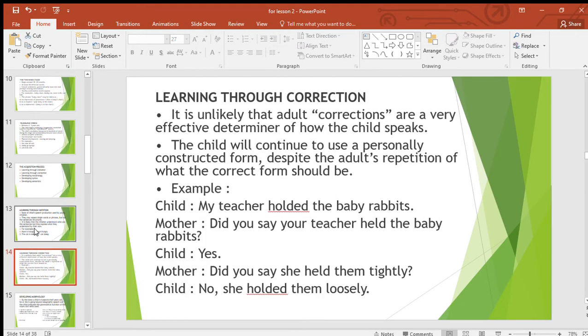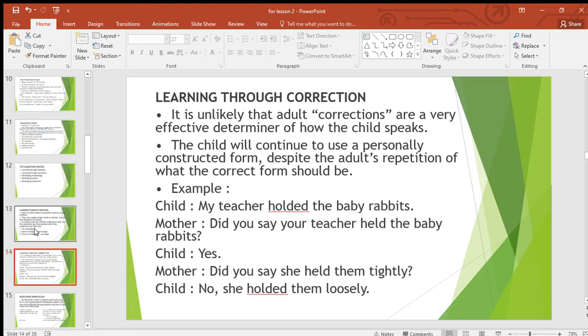Next, learning through correction. It is unlikely that adult corrections are a very effective determiner of how the child speaks. The child will continue to use a personally constructed form despite the adult's repetition of what the correct form should be. Of course, they are still infants. Even though we correct them, let's say, "okay, baby, the cat is sleeping," the baby will still say "cat sleep," because that's their capacity at the moment. They cannot yet say the other words.